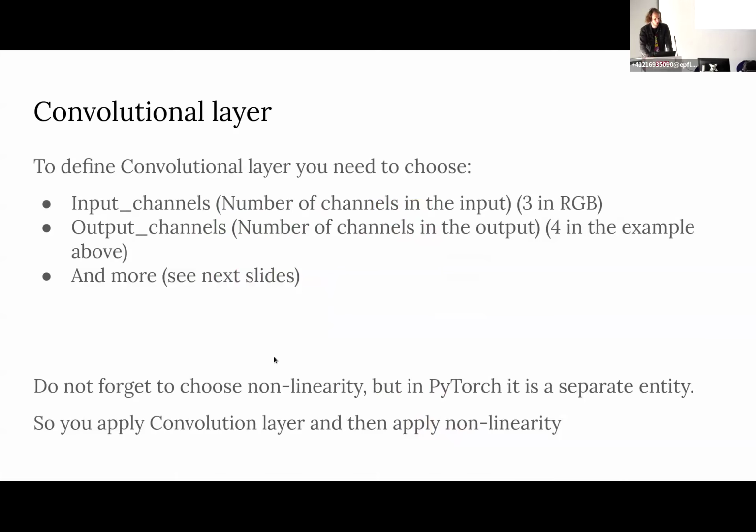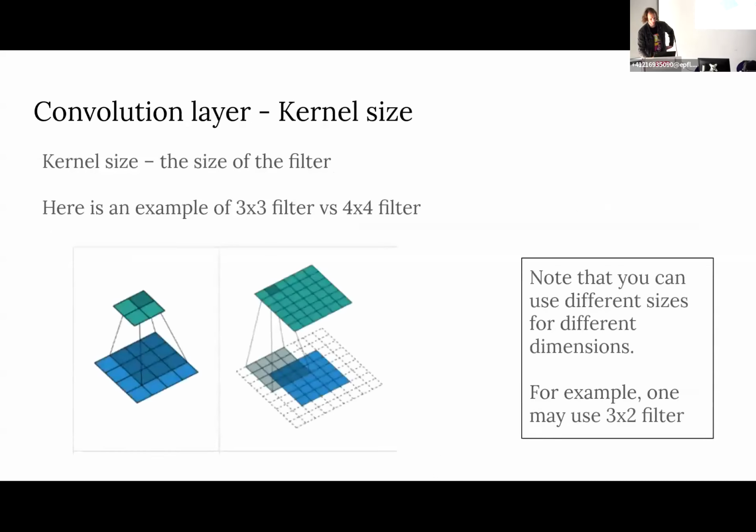And of course, we also need to use nonlinearity again, because convolution is also a linear operation. So if you do one convolution after another, it's the same as doing one larger convolution. So we need nonlinearity to make nonlinear approximations too. And again, in PyTorch, they are separate, so you use the convolutional layer and then you use an activation layer.